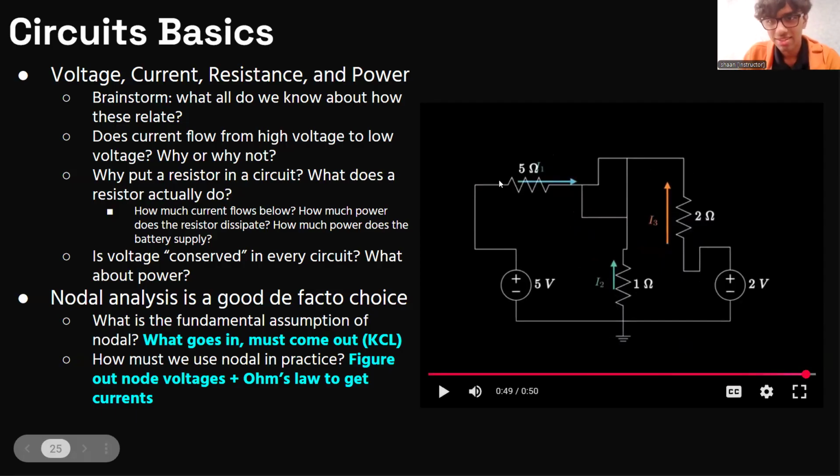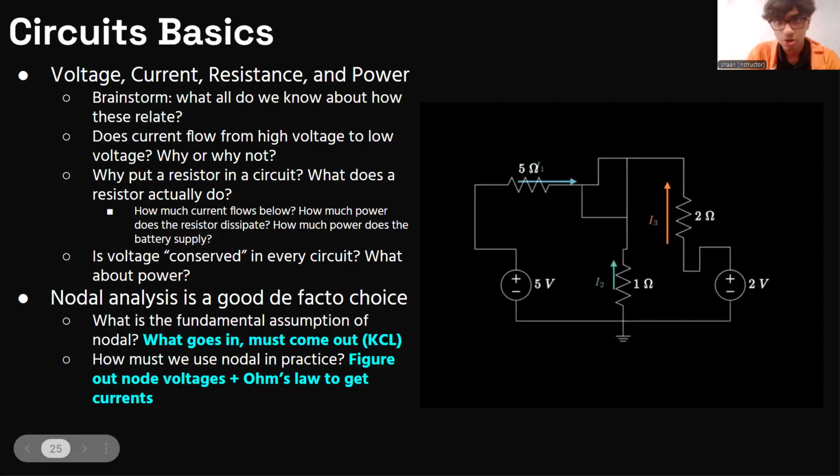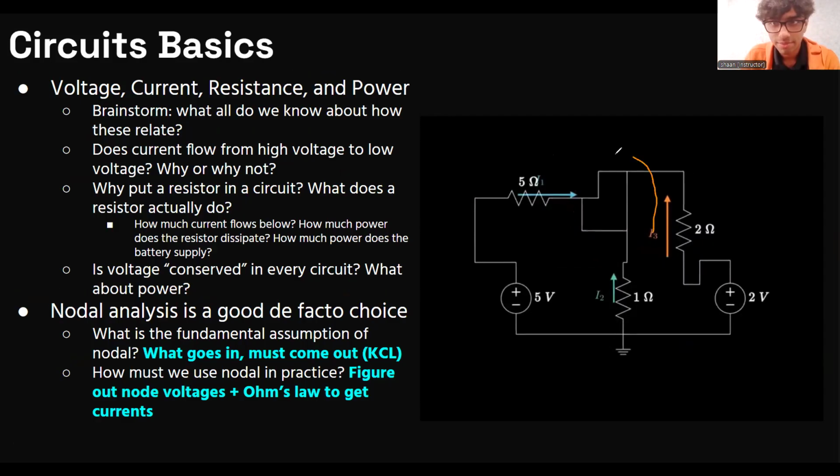But the moral is currents going into a node. Again, here the node is just this whole thing. Currents going into a node equal currents coming out of a node. It doesn't matter what shape that node is. A node is just a segment of wire that connects things. Okay? So that's an important moral. Be clear on that? Yep, good.